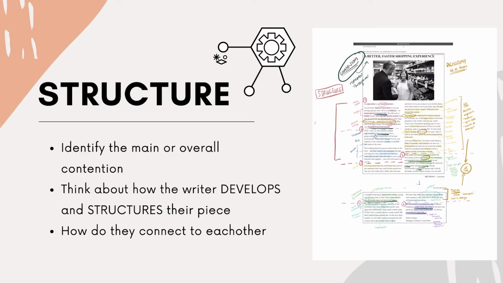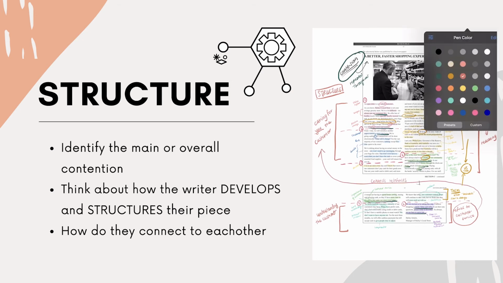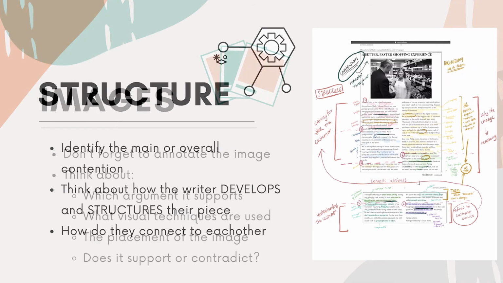Something that students always forget to comment on is the development of argument. Think about how the writer structures their piece. How do they begin their piece and why? Why do they start with one technique and end with a different appeal? Do the ending arguments refer to previous statements? And are there any structural elements like headings, dot points, or layout which contribute to the contention?